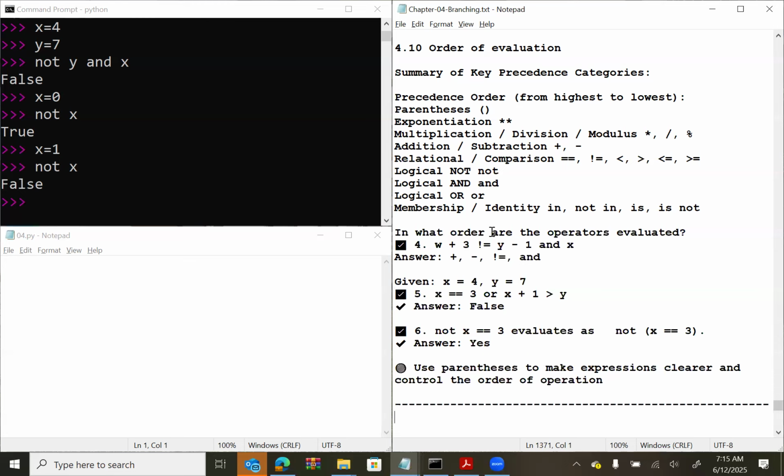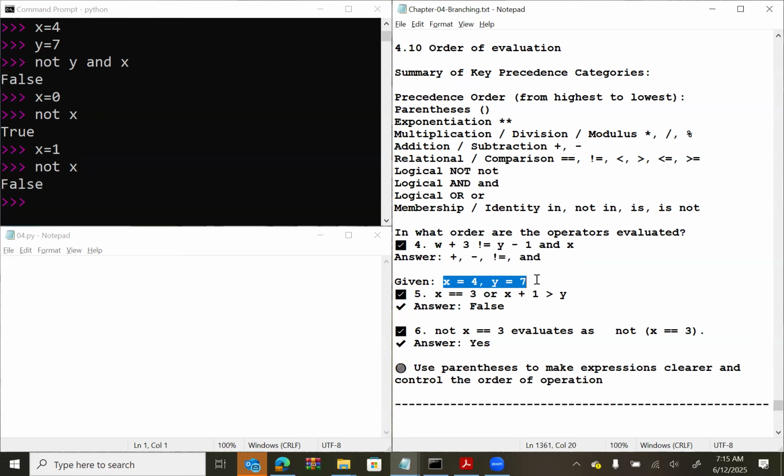In what order are the operators evaluated? So first, not equal to is coming after the plus minus operator. And AND is also at the bottom somewhere. So the plus will be first. And then the minus sign will be solved. Then not equal will be solved, because not equal comes after the plus minus. Then we have the AND operators. So this is the answer.